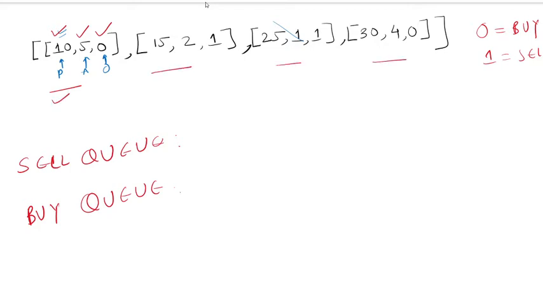So let me process the first order. The price is 10 and the amount is 5. So it's a buy order. So you look at the sell queue and select the order with the minimum price. Since the sell queue is empty, we put this order in the buy queue, the backlog. This is a backlog, right? Let me put it this way, price and order, right?